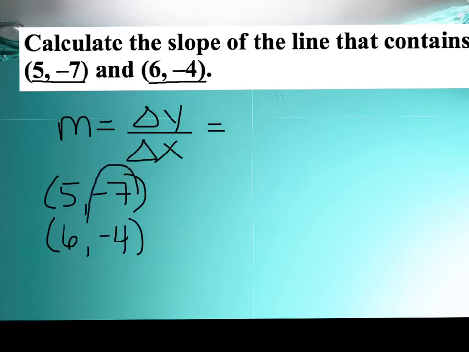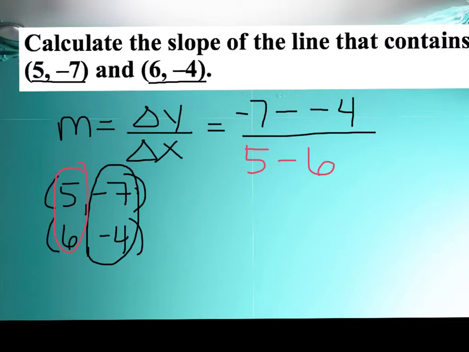So you're going to first subtract the y values. And remember, the y is always the second number in the coordinate point. So we're going to have -7 minus -4. And for the denominator, we're going to be subtracting the x values. So we're going to have here 5 and 6. So we get 5 minus 6.